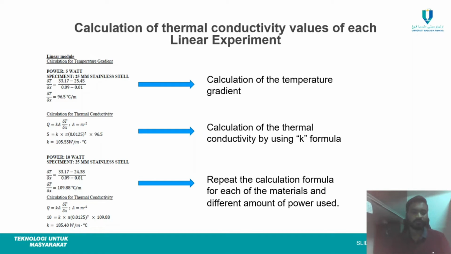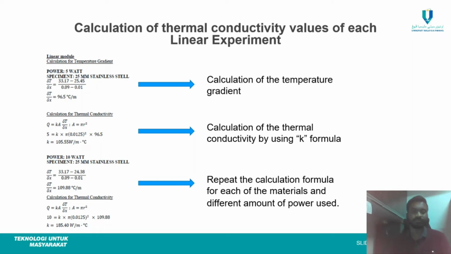The thermal conductivity formula is Q equals K, thermal conductivity, times A, the area of the material, and the time, and then times the temperature gradient. The material we use is the round circular type, so we use the formula A equals pi r squared. After substituting all the values that we have in the experiment, we finally get the thermal conductivity of the stainless steel material, which is 105.55 watt per meter Celsius.